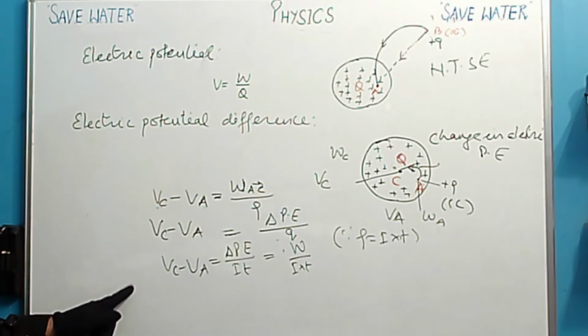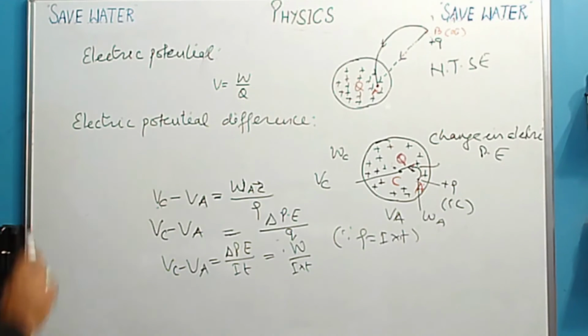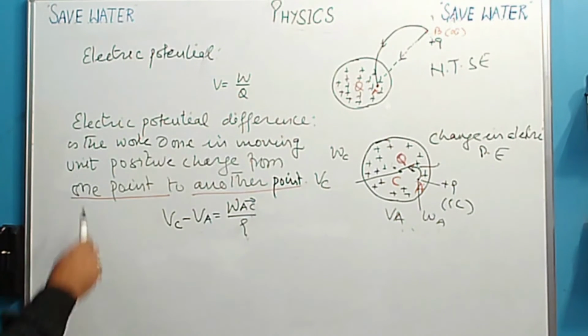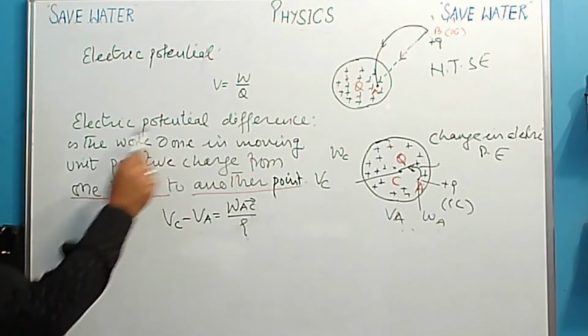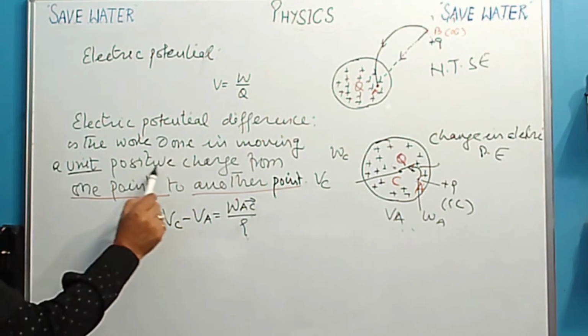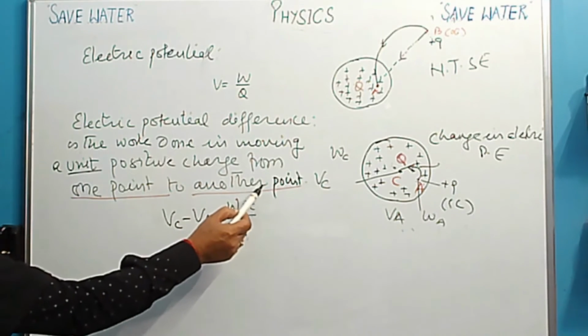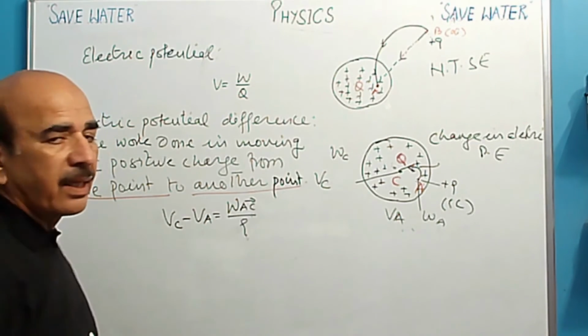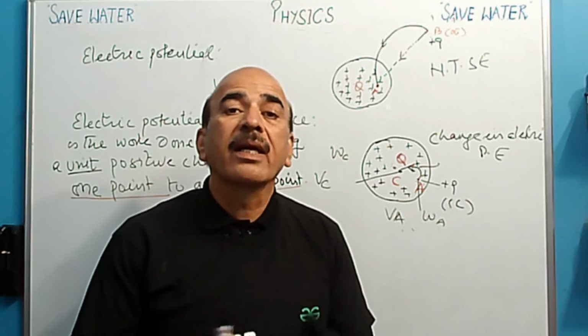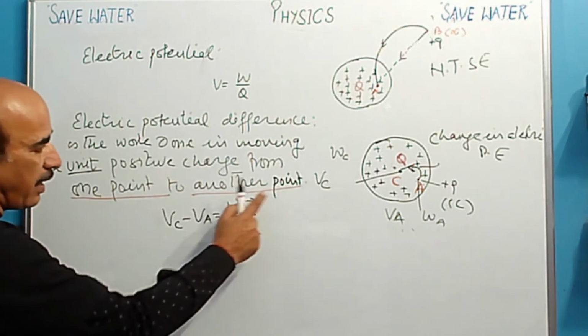And now after this we are going to do the definition of electric potential difference. Note down. Done? Okay, now definition. The electric potential difference is the work done in moving a unit positive charge from one point to another in electric field of a source charge or in a conductor. It is not written here, miss ho gaya.